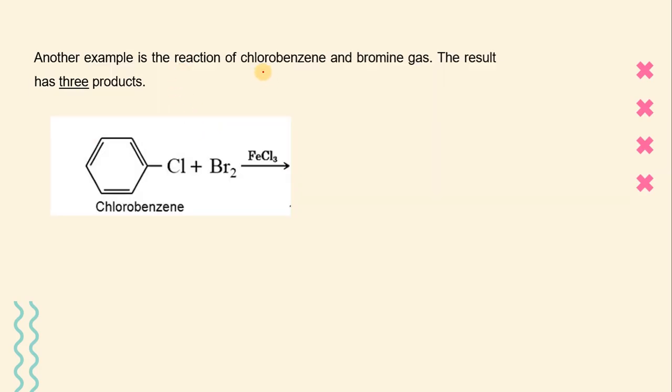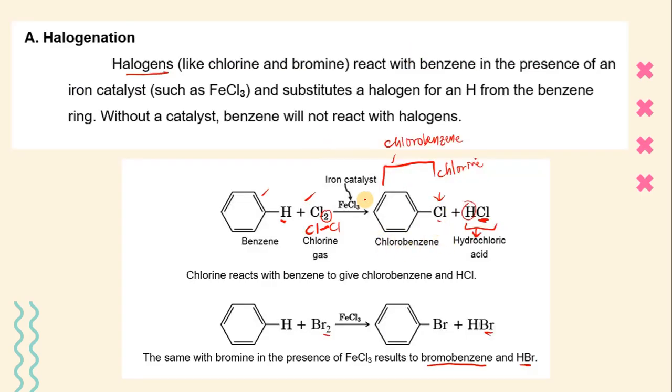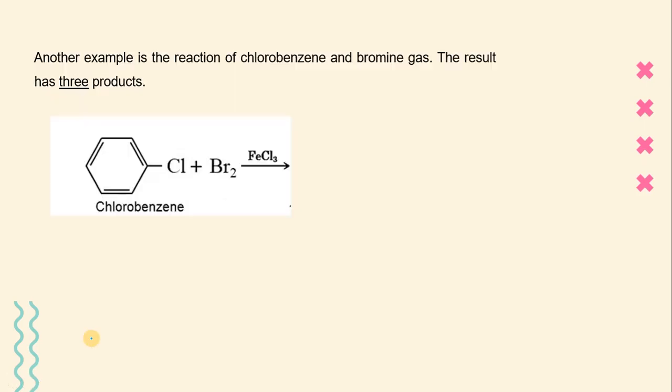So, we have an example. Another example also is the reaction of chlorobenzene and the bromine gas. The result is three products. So, what if ang atong chlorobenzene diri kaniha kay ato pa jud ma-react na pud usab. So, we can have chlorobenzene plus another bromine. So, makaporma ta og disubstituted. Two substituents. So, tulo ka ang possibilities.